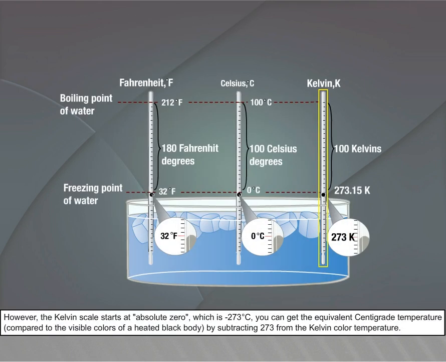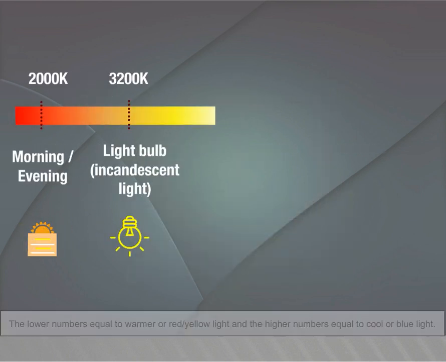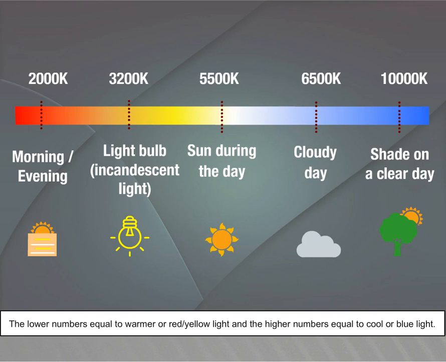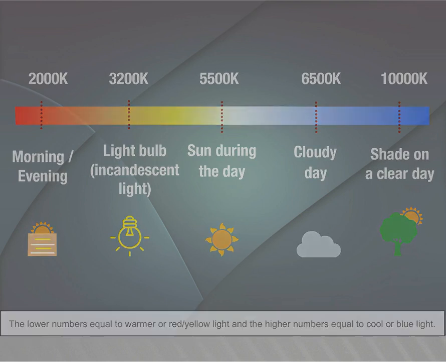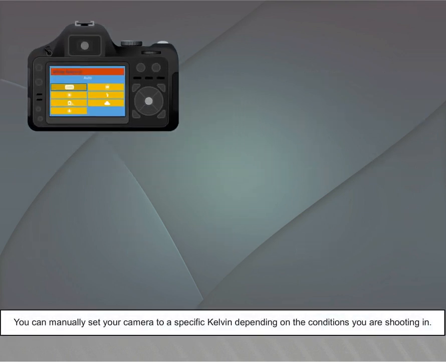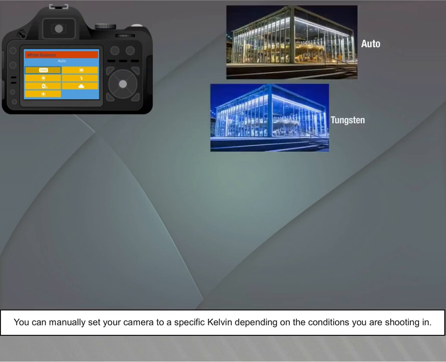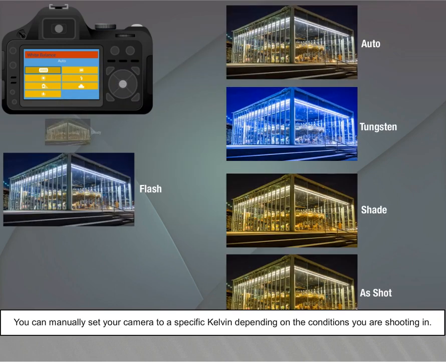However, the Kelvin scale starts at absolute zero, which is minus 273 degrees Celsius. You can get the equivalent centigrade temperature compared to the visible colors of a heated black body by subtracting 273 from the Kelvin color temperature. The lower numbers equal warmer, red or yellow light, and the higher numbers equal cool or blue light. You can manually set your camera to a specific Kelvin depending on the conditions you are shooting in.